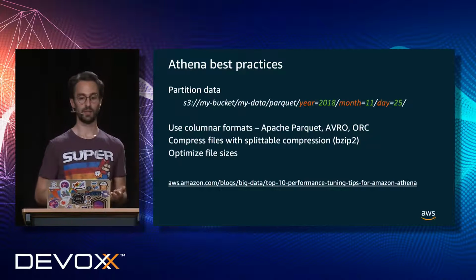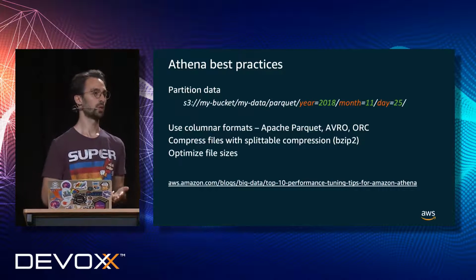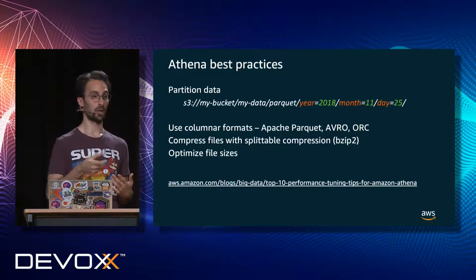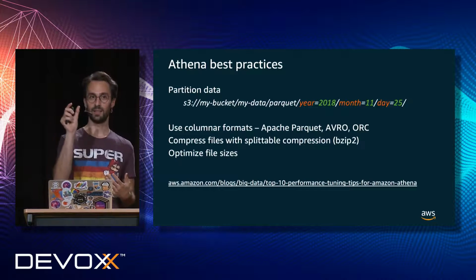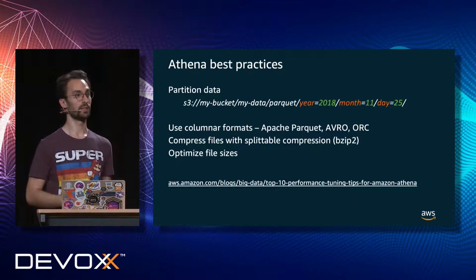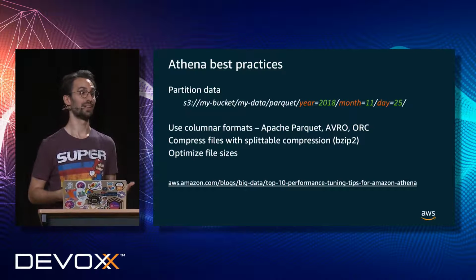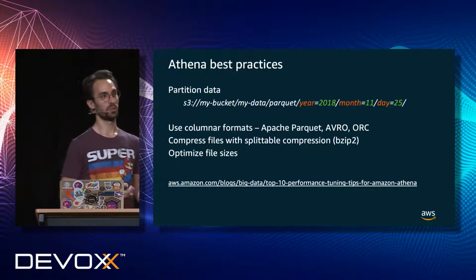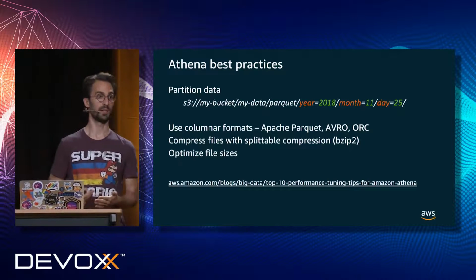If you have Parquet or Avro or ORC, it will optimize a lot because with columnar formats, if you only select a couple of fields over the 20 fields that you have in your data, guess what? You will scan less data and your query will be faster and cheaper. So using columnar formats will help you with cost and with performance.